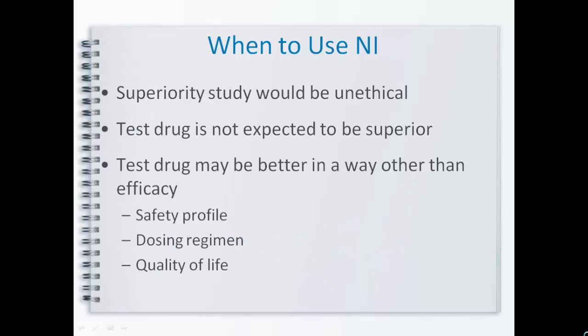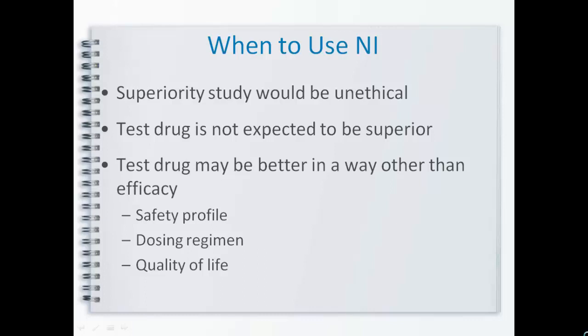So why would we ever want to test a new therapy that was potentially slightly worse than existing therapies? One possible explanation is that in some situations, a superiority study may be unethical to perform. For example, if an effective treatment is available that helps prevent morbidity and mortality from a disease, it is unethical to withhold this treatment from some study participants by giving them a placebo.